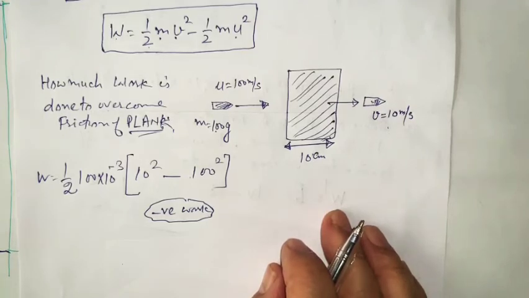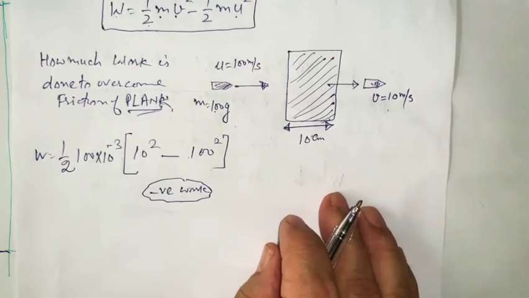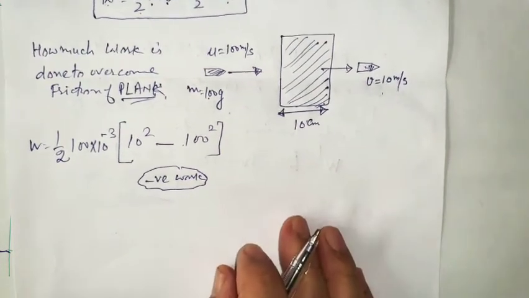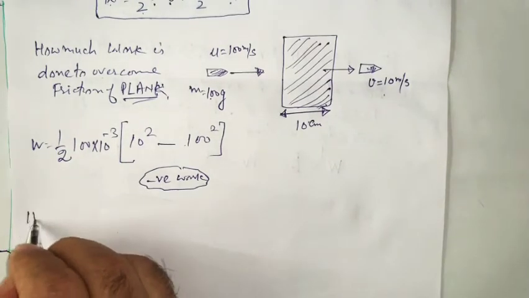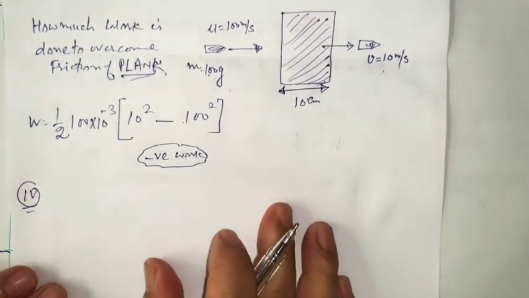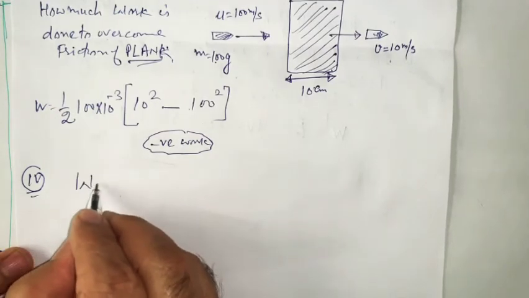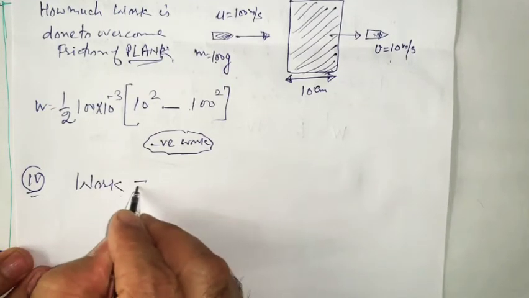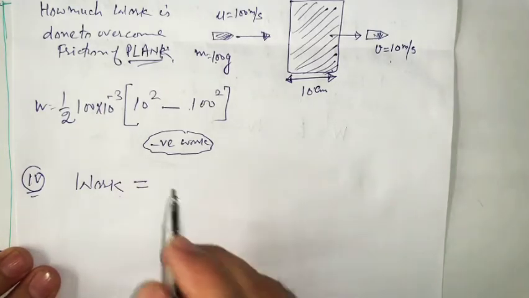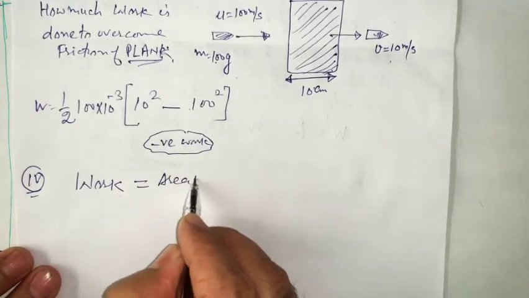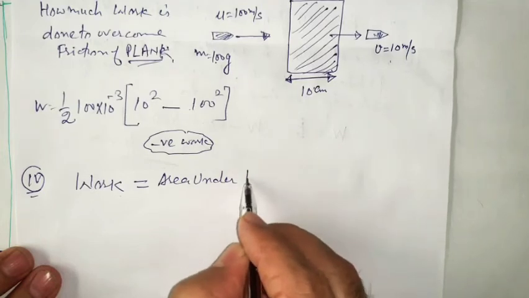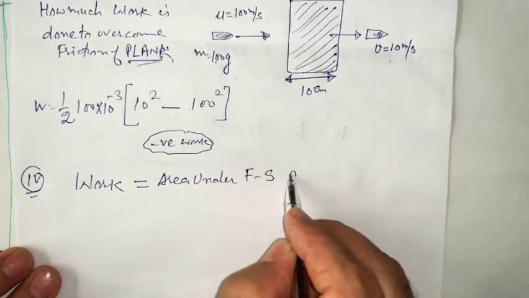Now, one thing more, there is another formula to find out the work. Work is always equal to the area under the force displacement graph.